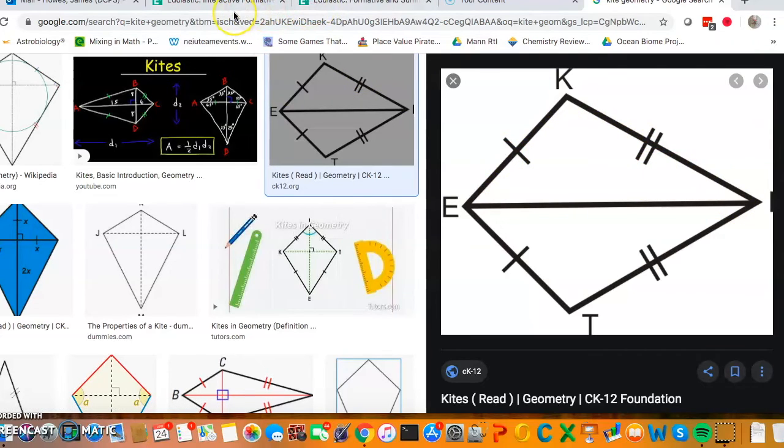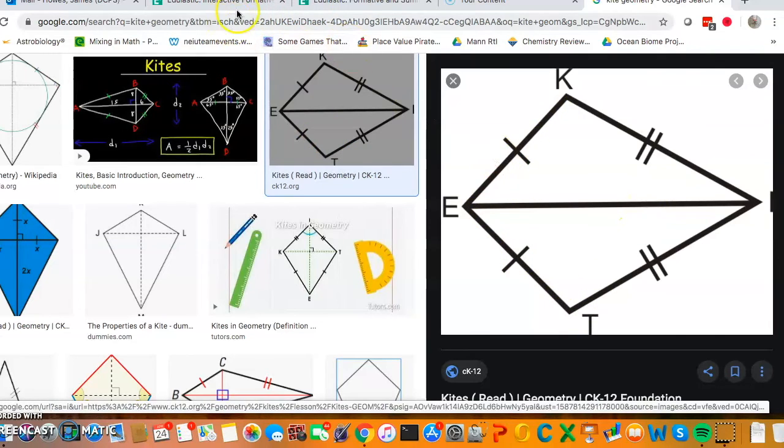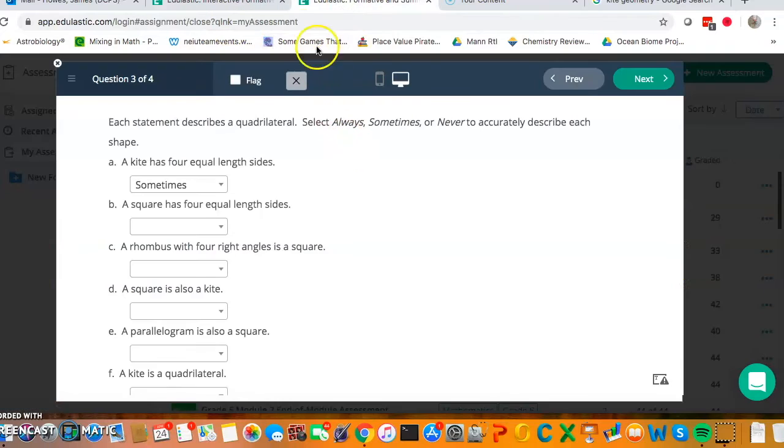But it is definitely sometimes true, because if I had a square where all the sides were the same, it would still be a kite, because the equal sides would be next to one another.